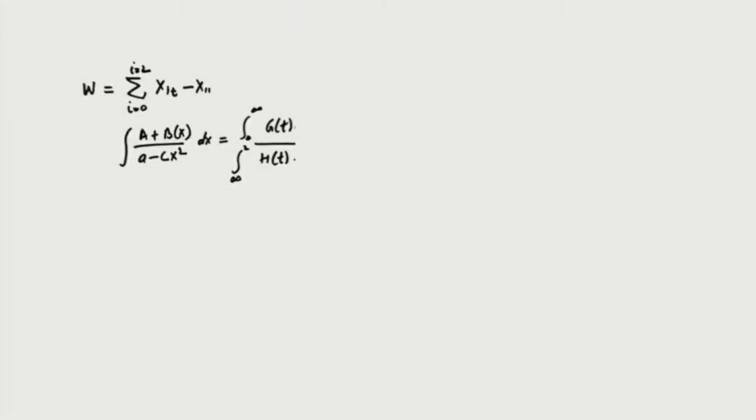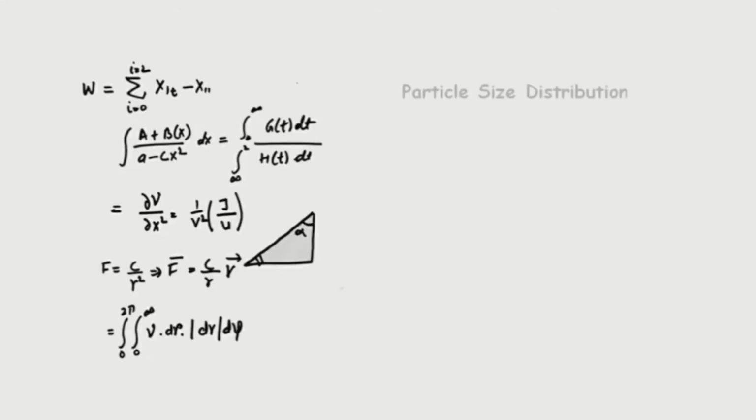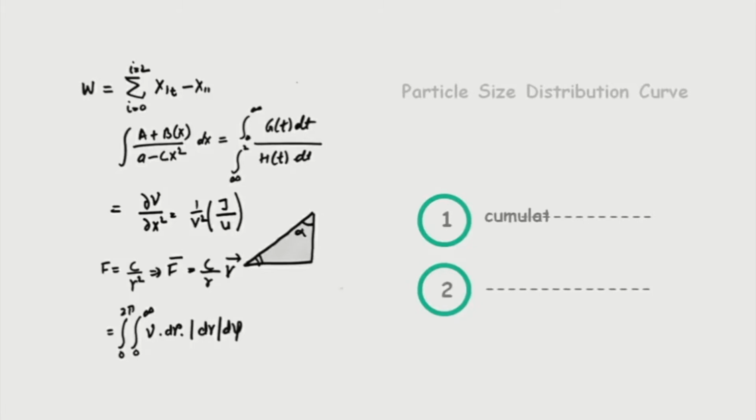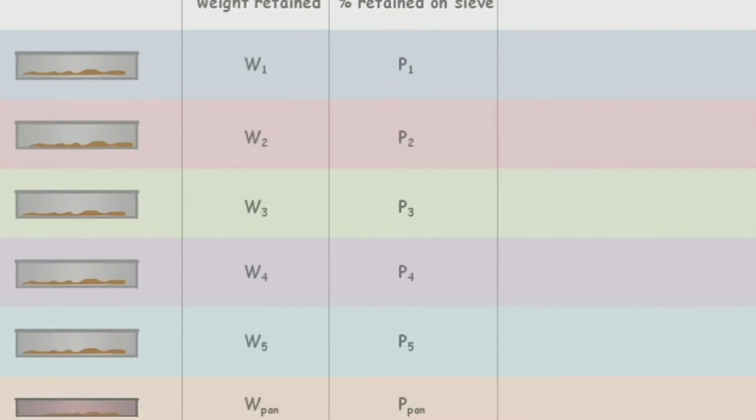Now for calculation purposes and to determine some important characteristics, we also calculate two values. First one is the cumulative percentage retained. Now let's write all these calculations in a table.